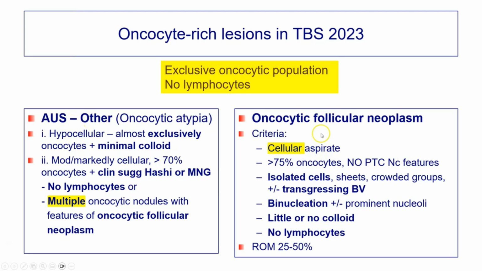Oncocytic follicular neoplasm should have quite specific findings where the aspirates are cellular, almost exclusively composed of oncocytes, with no papillary thyroid carcinoma or indeed medullary thyroid carcinoma nuclear features. The cells can be arranged as more dispersed cells or in more cohesive sheets, crowded groups, and sometimes with traversing or transgressing blood vessels. As I mentioned earlier, there sometimes may be binucleation or prominent nucleoli, minimal colloid in the background, and no lymphocytes. The risk of malignancy in this instance is about 25 to 50%.